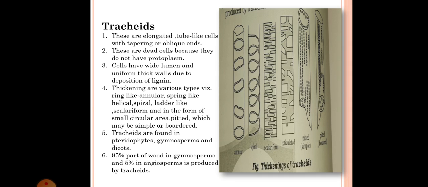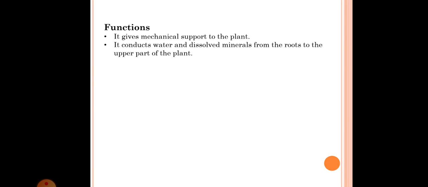Tracheids are found in pteridophytes, gymnosperms, and dicots. 95% of the wood in gymnosperms and 5% in angiosperms is produced by tracheids. Functions: it gives mechanical support to the plant. It conducts water and dissolved minerals from the root to the upper part of the plant.